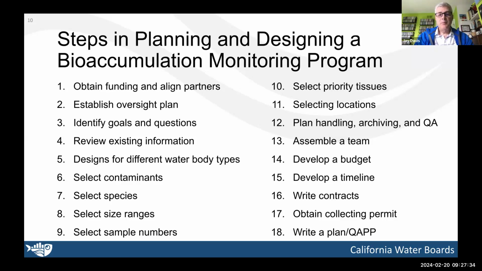A lot of what I'm going to show is also really informed by what we do in the SWAMP program for the statewide monitoring. So this slide, I think, will be a handy reference, and we're going to go through each of these items one by one.